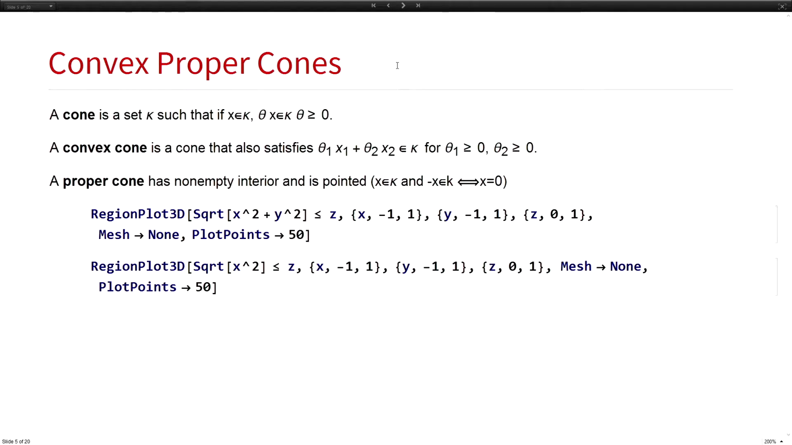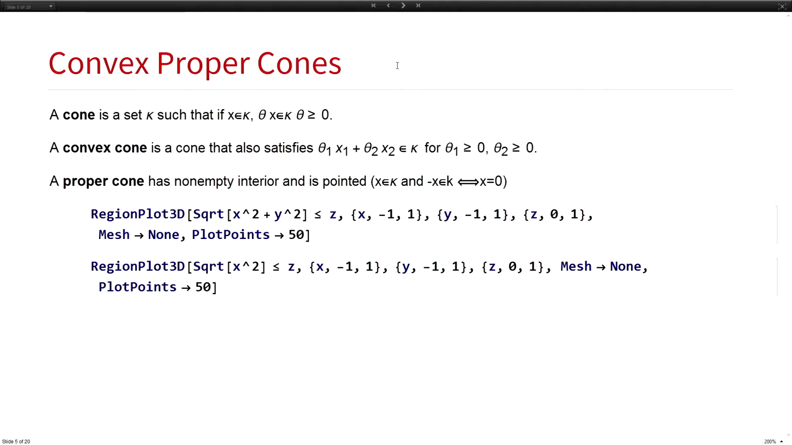Okay, so the particular cones we're going to be talking about are what we'll call convex proper cones. A cone is a set where, for any theta positive, if x is in the set, theta x is also in the set. So it's basically the classic cone shape. Now a convex cone is a cone that also satisfies convexity. This is written in a slightly different form because I'm taking advantage of the theta x term, but basically any combination for two thetas greater than 0 has to also be in the cone.